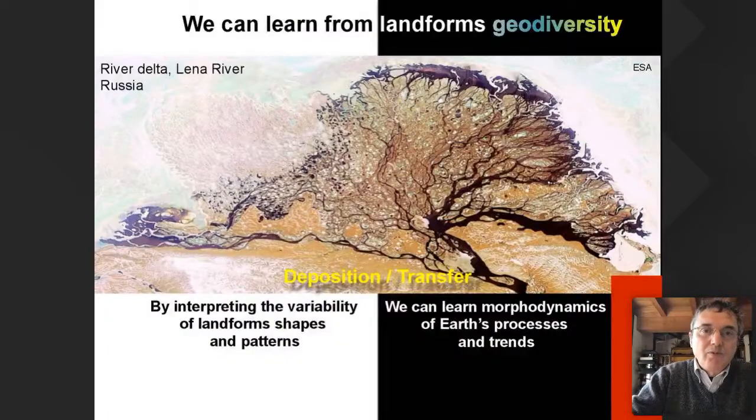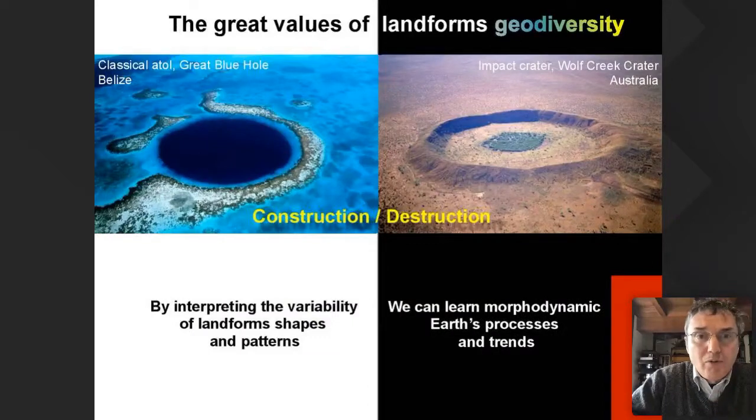And from this point of view, we can learn by interpreting them. The variability tells about processes like deposition and transfers of material, like this river delta in Russia. And we can understand morphodynamics in that area. For example, the great value of landform geodiversity could be related to the possibility of interpreting construction or destruction in the landscape by means of atoll growing for biodiversity reasons or impact crater.